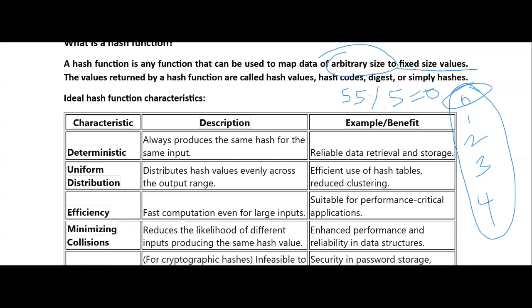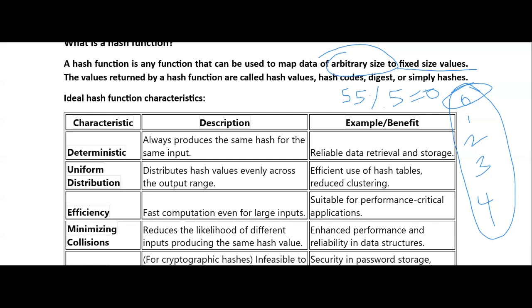And also efficiency. The hash function should not be very complicated in the formula; the algorithm should not be very complicated, with so many calculations. The hash function should be very simple, and it should give the result in a faster way, so that fast computation happens even for large inputs.